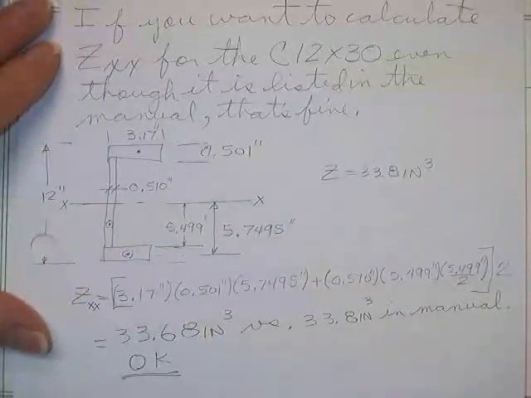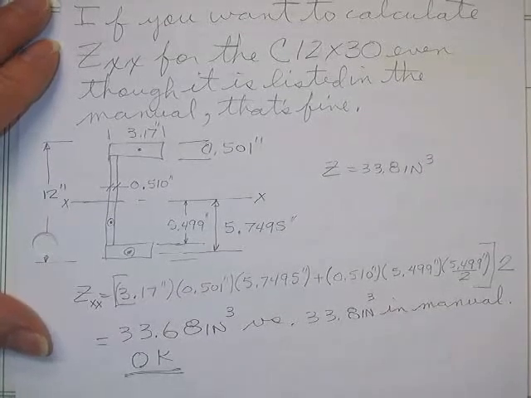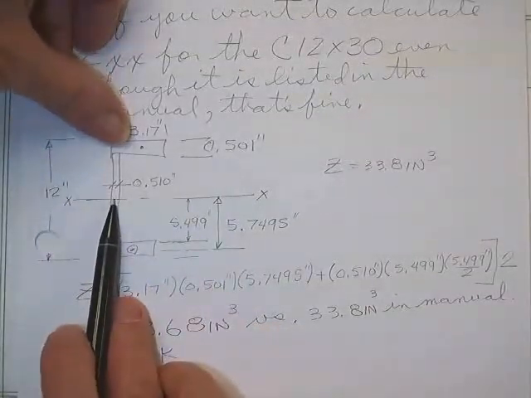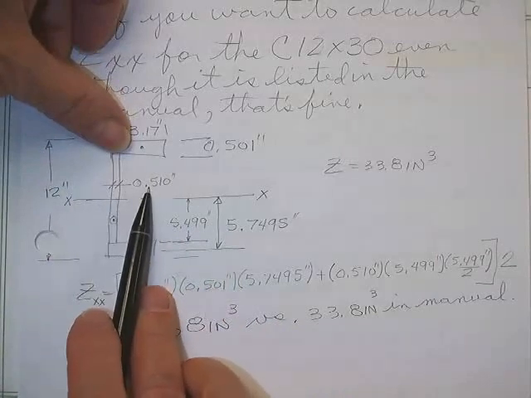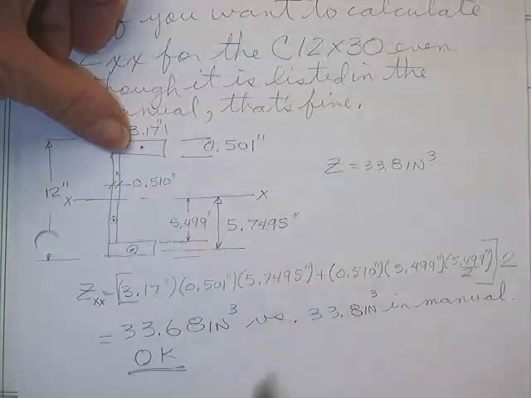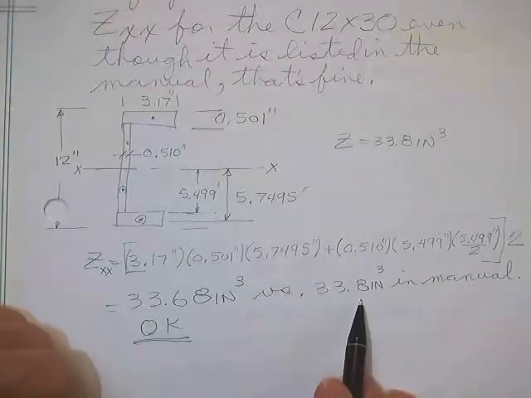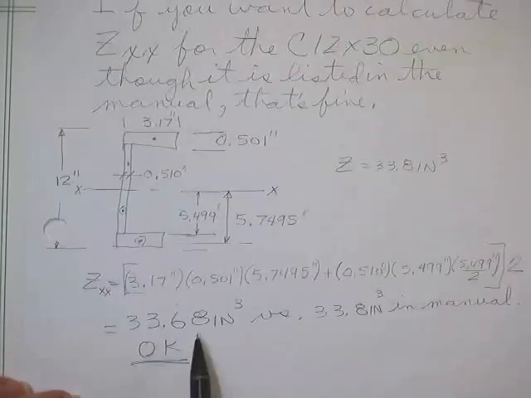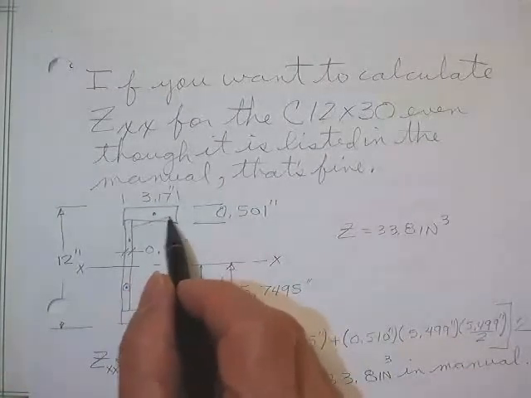Some of you, it's okay with me, calculated the S, the section modulus, the Z for the channel too, rather than using the one in the book. And that's okay. I'll take it either way. It takes a little more time. It had a 3.17 flange that thick. It had a 12-inch minus 0.501 plate in it, times the distance, which is half of that distance up. If you run the numbers out, you get 33.68, and they list 33.8, same numbers. As far as engineering is concerned, both are fine. Theirs is more accurate because this really kind of looks like this, but not a big deal.